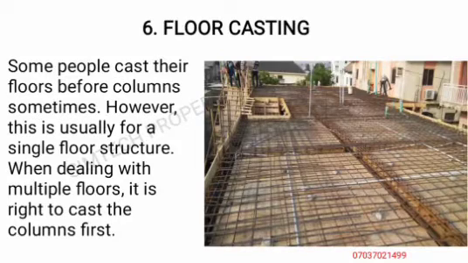Number 6 is floor casting. Okay, now some people cast their floors before columns sometimes. However, this is usually for single room structure. When dealing with multiple rooms, it is right to cast the column first. Now you can see this is the floor casting. When you've done the column first, then you can move to the floor casting, which is laying the rods, the cement, making it look very strong.